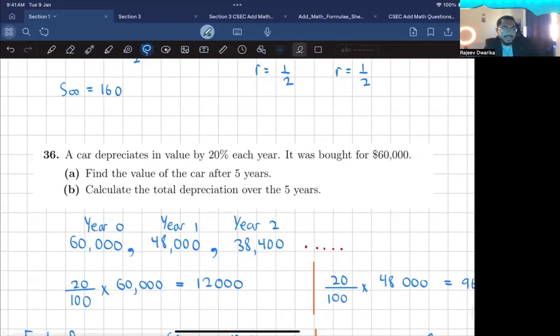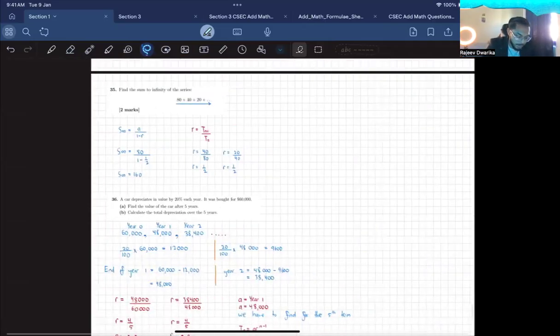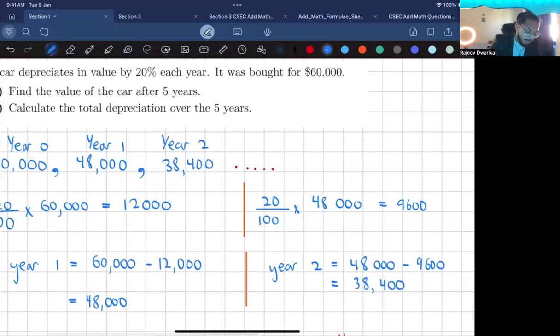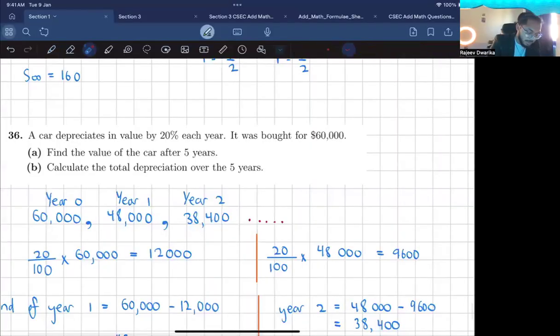Javon, if I was saying the car depreciates by 20%, what would the value of the car be then? Wait, I have a question. The reason you didn't use 60,000 is because 48,000 was the first year, right? Yes, at the end of the first year it was 48,000. Initially it was 60,000, but then I changed it. Let me do the full working and see if it's correct.